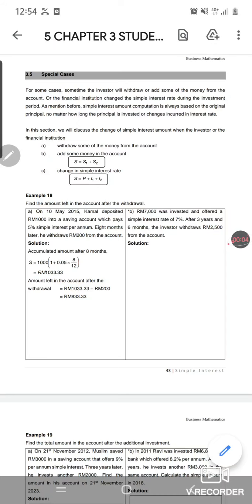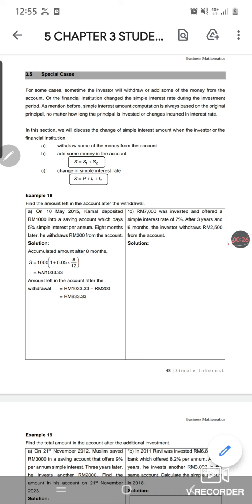Okay, so today we continue for chapter simple interest. Chapter 3, special cases. For some cases, sometimes the investor will withdraw or add some of the money from the account, or the financial institution changes the simple interest rate during the investment period.